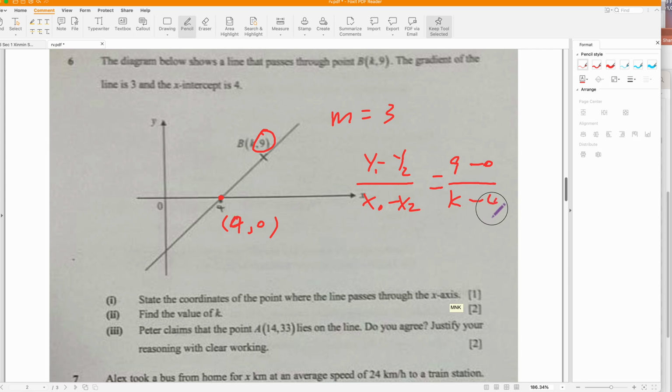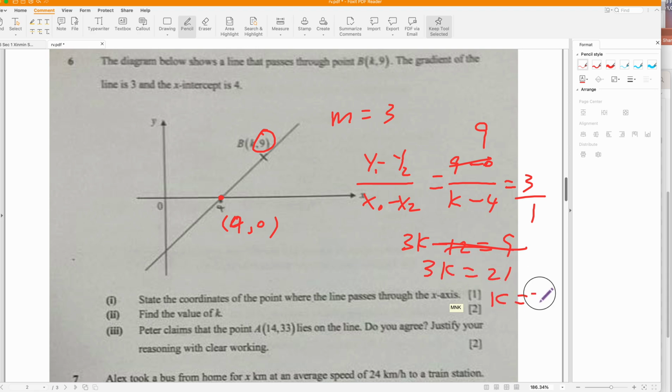This is 4, that will give you 3. So this is 9. Cross multiply, so 3k minus 12 equals 9. 3k is equal to 21, so k equals 7. You see that k is 7. So this point is 4, this is 7. Okay, it makes sense.